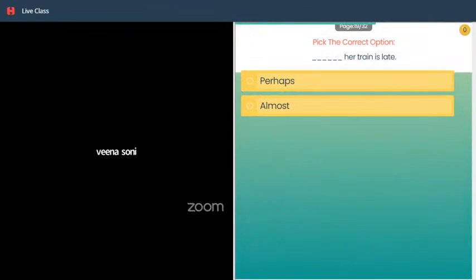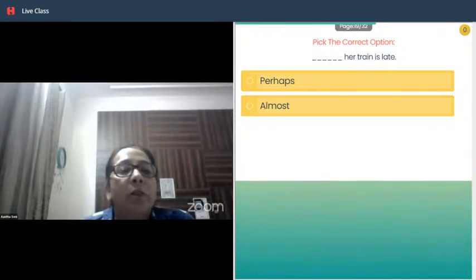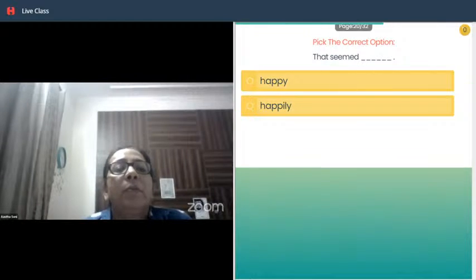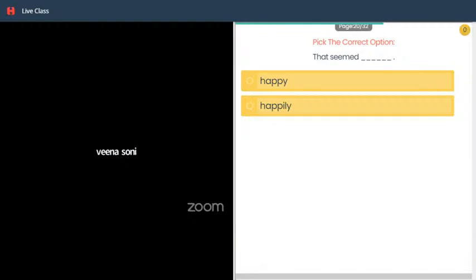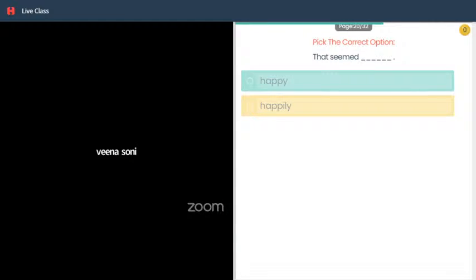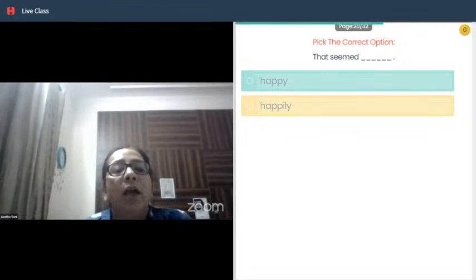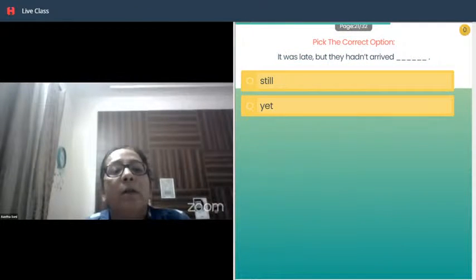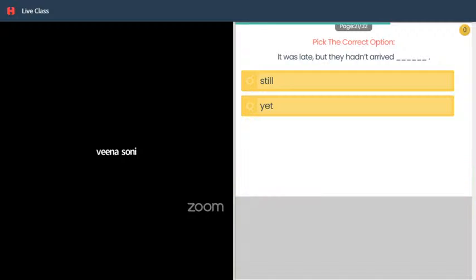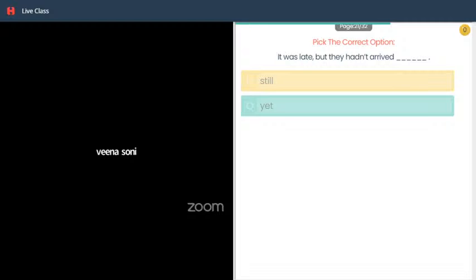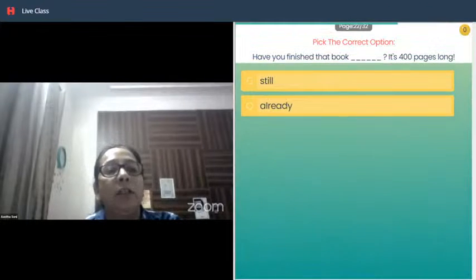There is one more tip for adverbs. They are having -ly with them. Okay, next: most of the words. Her train is late, perhaps. The options we are taking here are "seemed happy" or "seemed happily". No, we do not use adverbs of manner after link verbs, verbs that show a state of being and don't really talk about an action. We use adjectives instead. So instead of an adverb, you have to use an adjective: "That seemed happy." "It was late, but they hadn't arrived yet."